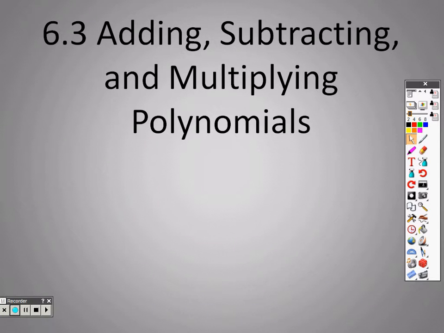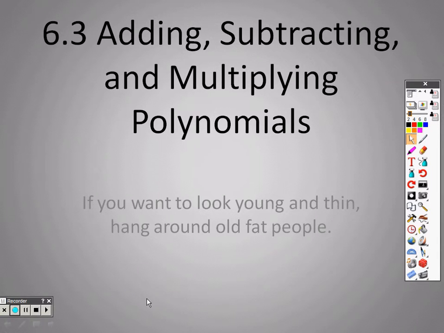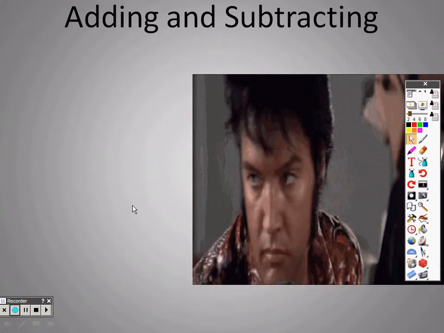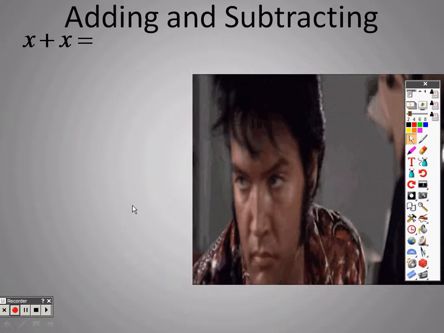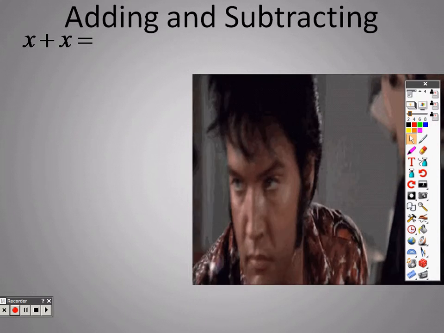6.3 Adding, subtracting, and multiplying polynomials. Alright, let's take a look here. So, adding and subtracting polynomials. Just going through a couple little examples here for you.